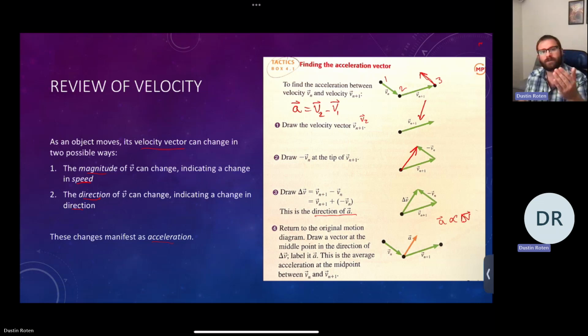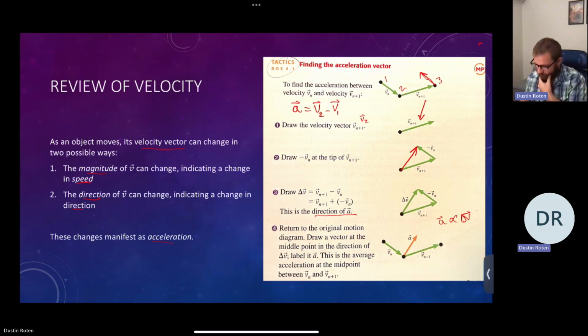Now we can actually jump back to the original problem. Once we did our vector subtraction, we're subtracting the first one off, v2 minus v1, the original. Once we do that subtraction, we get the direction. We can just draw in the acceleration vector.